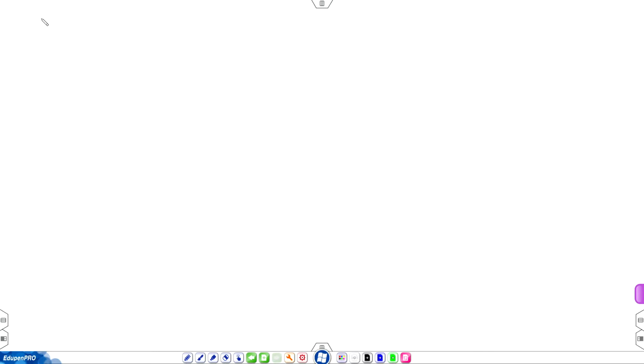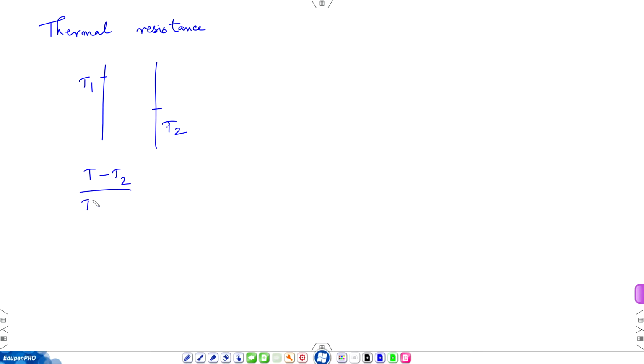But here, let us say for a slab, let us say this is T1, T2, and you get a linear variation, which if you solve for will be (T minus T2) over (T1 minus T2) is equal to 1 minus x over L. This is the solution, right, a linear variation.